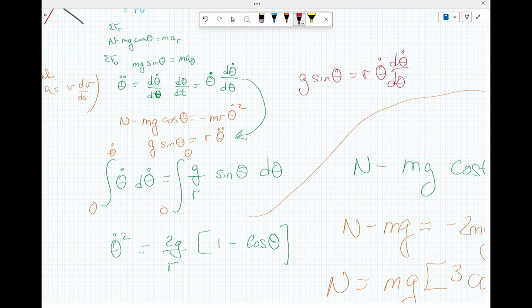And so from that, I can make a substitution. So I've got that, then I have theta d theta. So g sine theta over r equals theta dot d theta dot, and then I split the integral, or split the differential. D theta dot is equal to that.